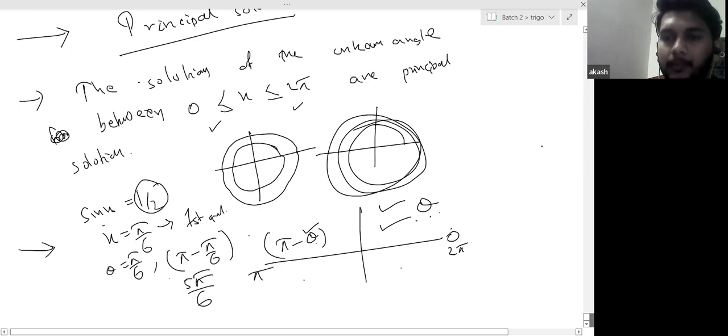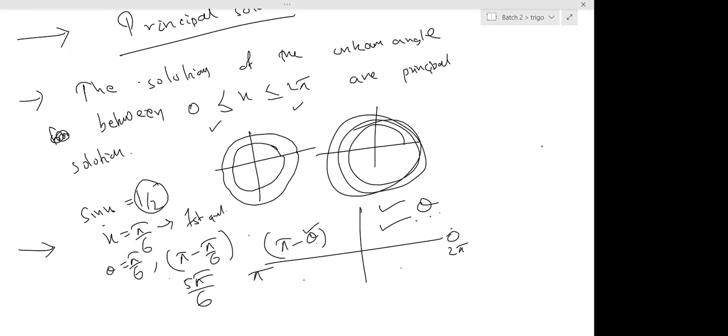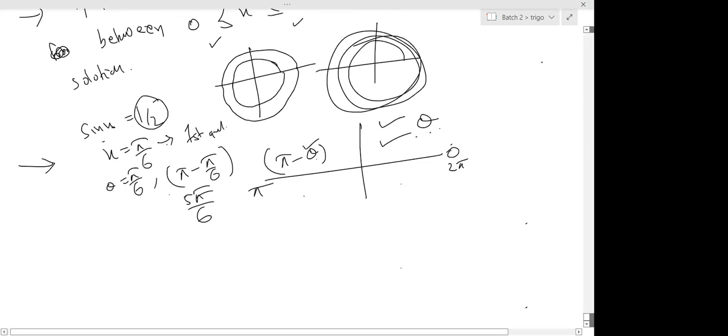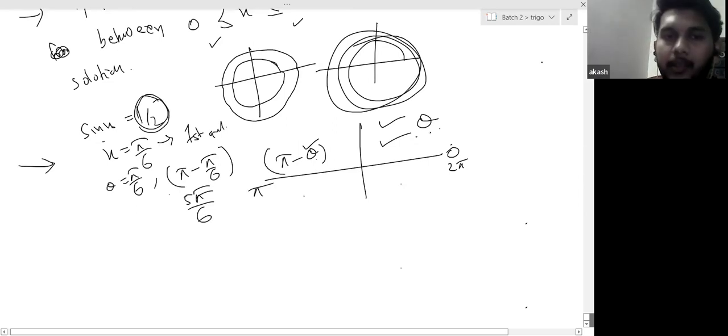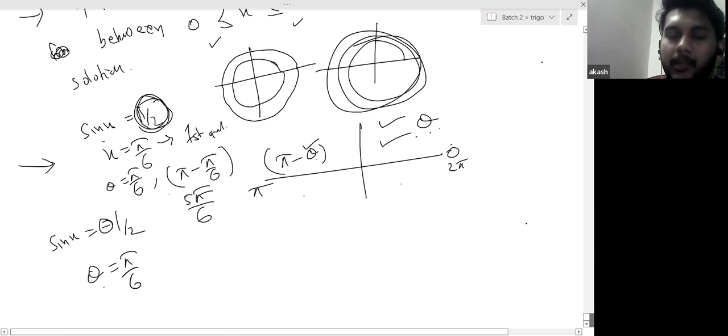Is this clear? Sir, can you repeat again? All right. No matter what value is given to you, just write theta. Suppose I give you sin x is equal to minus half. Forget about the negative sign first. When is sine half? At pi by 6. So write down theta is pi by 6.